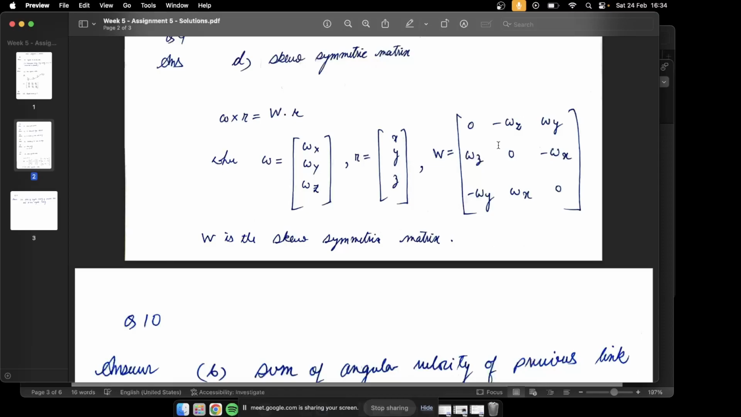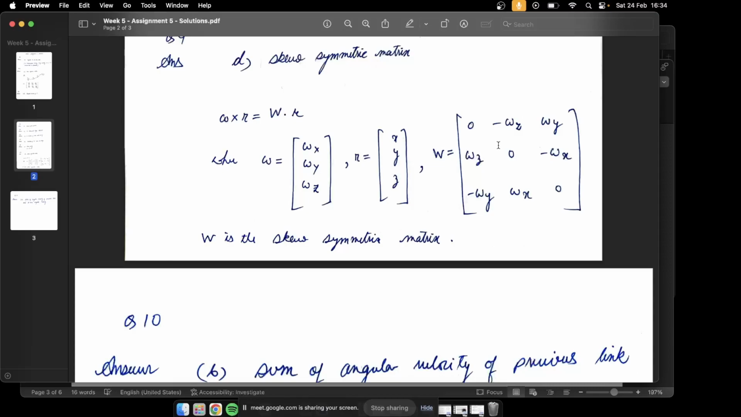So what mathematical construct has been created is that for a skew symmetric matrix, if we take out the three individual components of the skew symmetric matrix and put them in the form of a vector, then we call that vector the axial vector of that matrix, right?